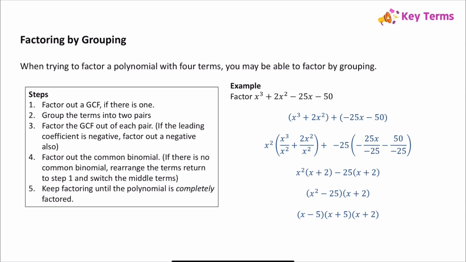So notice now I have my common binomial, right? I have x plus 2 in both of these terms, so I'm going to go ahead and factor that out. So I have x plus 2 times x squared minus 25. Okay, so normally I'd be done, but remember we're factoring completely. Okay, so if something jumps out at you that can be factored further, you want to go ahead and do so. Hopefully now you'll recognize that this x squared minus 25 is the difference of squares. So we're going to go ahead and rewrite that as x minus 5 times x plus 5. So now this is the fully factored form of this expression. I have x minus 5 times x plus 5 times x plus 2.